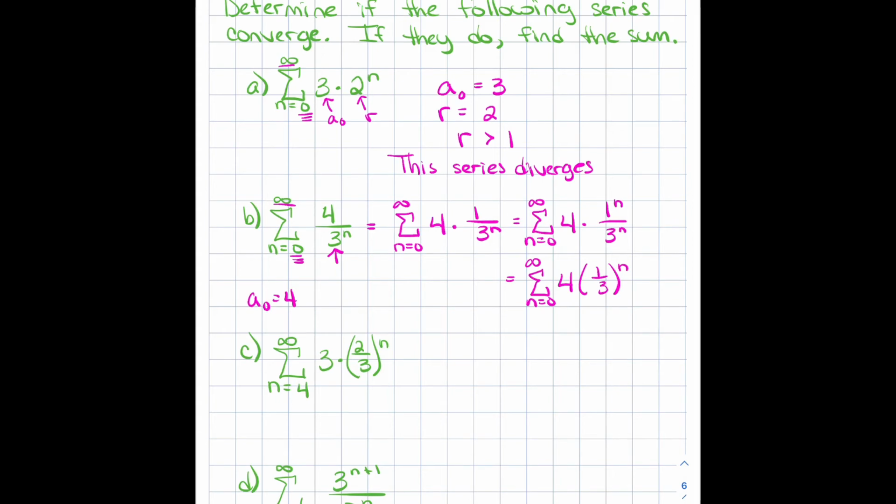All right, now I can see a lot more information on this thing. I can say that a sub 0 equals 4. I can see that r is 1/3. And we can say that because r is less than 1, this series converges. I didn't leave enough room to find the sum, but I will anyway, by the geometric series test.